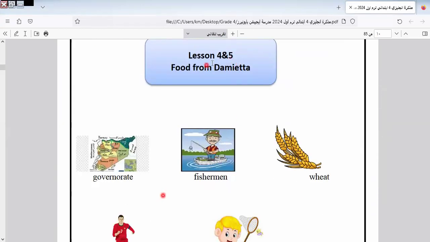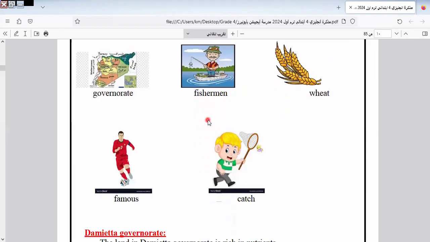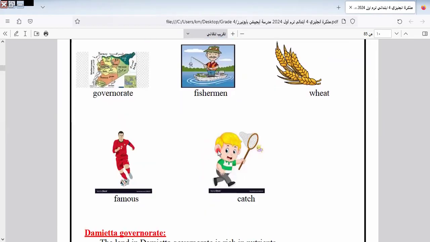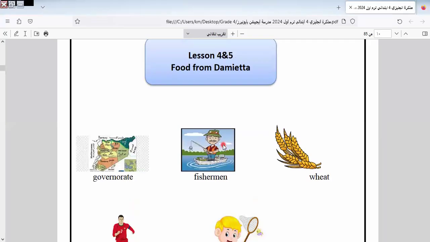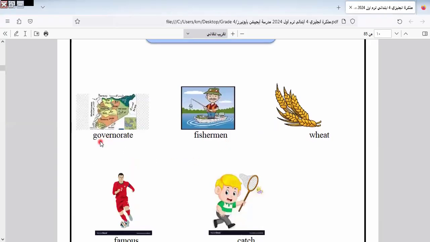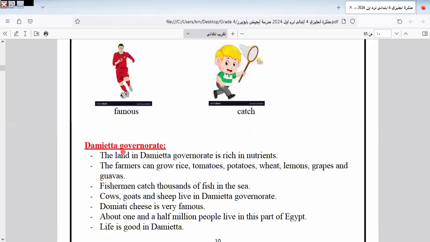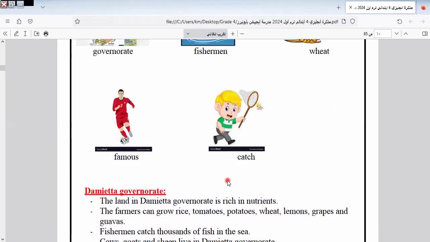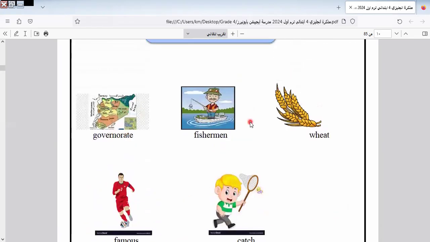In this unit, lessons 4 and 5, we talk about Domyat and what Domyat is famous for. As we know during the lesson, Domyat is famous for what? For cheese, and I think fish. Oh yes, we have fish in Domyat. Okay, we have fish, and we have goats and cows and many things that are available in Domyat.